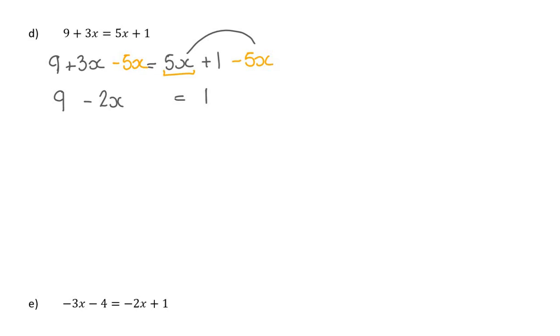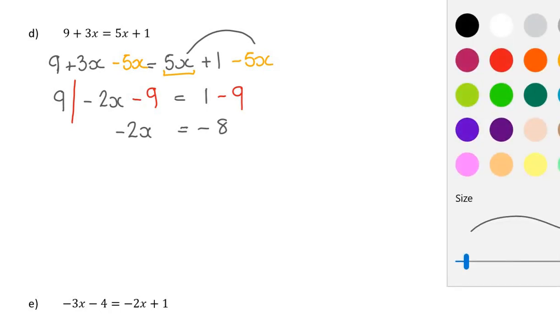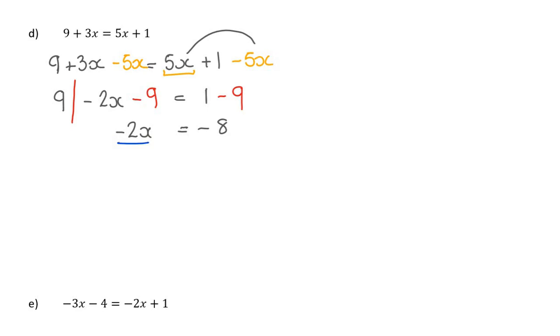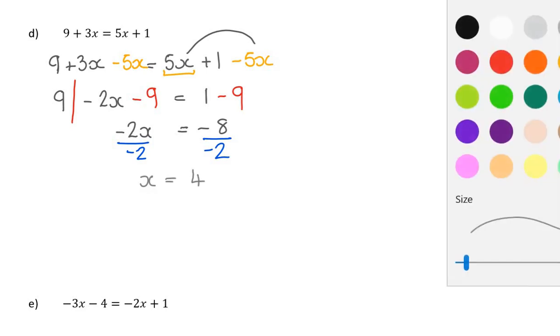Now this is a fairly standard question. Yes, it's a bit of a weird way around, so I could swap that minus 2x and 9 around, but I don't have to. So I'm going to subtract 9 on both sides to get rid of my 9. So I now have negative 2x is negative 8, and if I divide by negative 2 on both sides, I get the fact that x will be equal to 4. Now that's showing all your working.